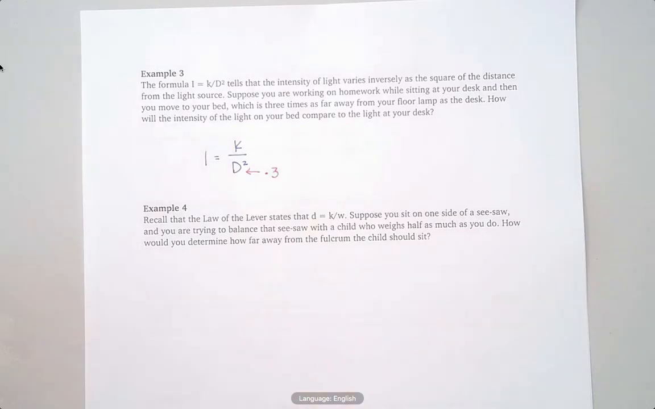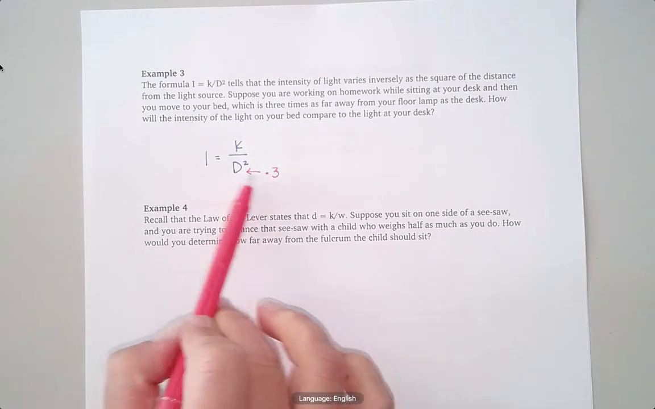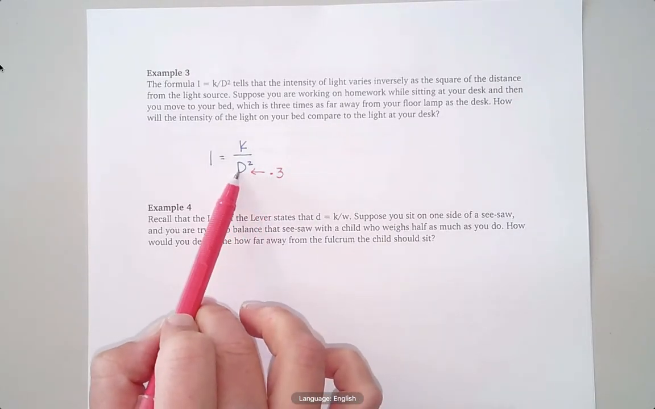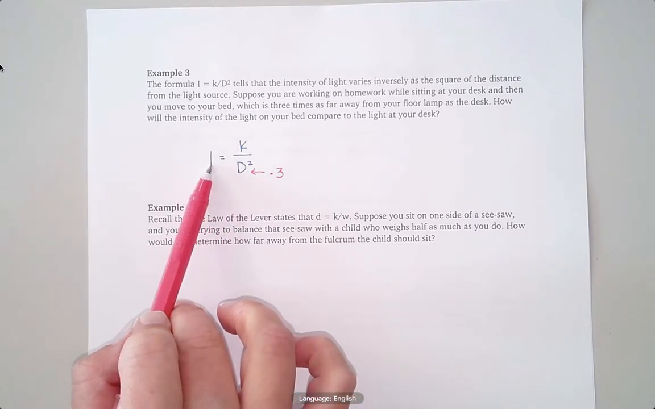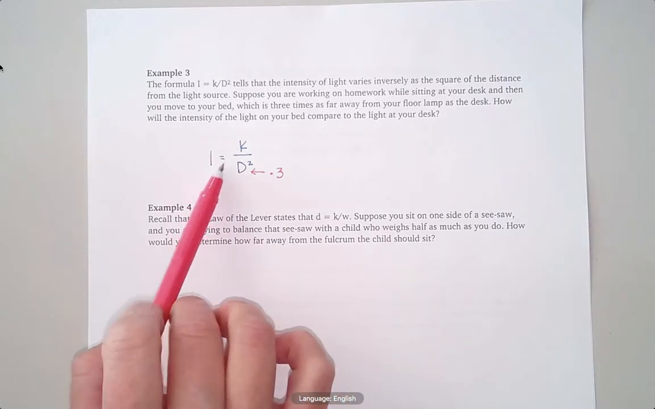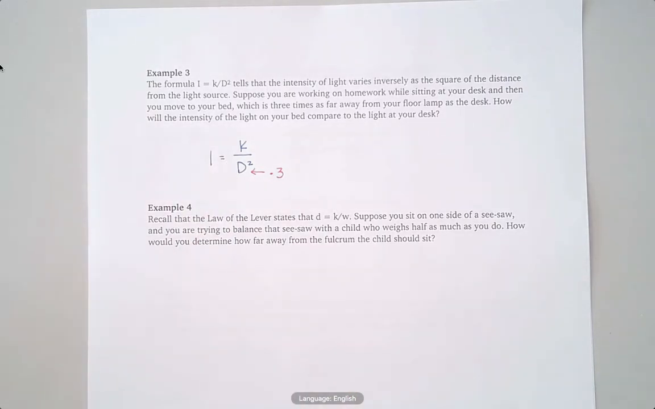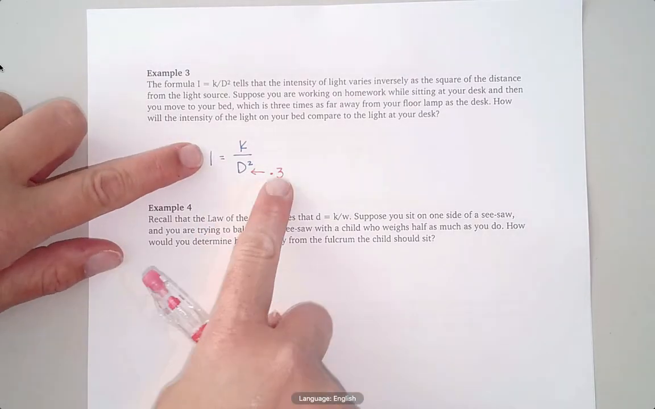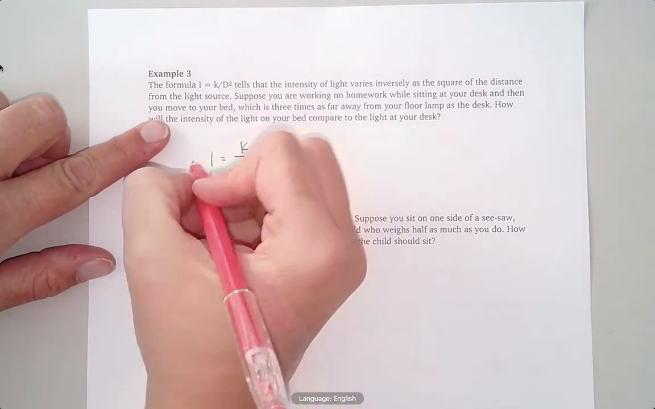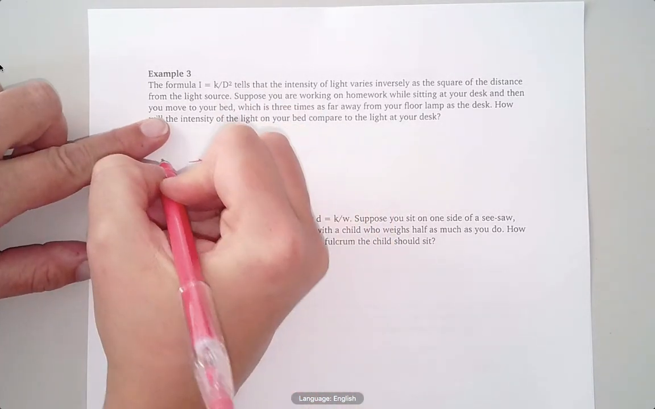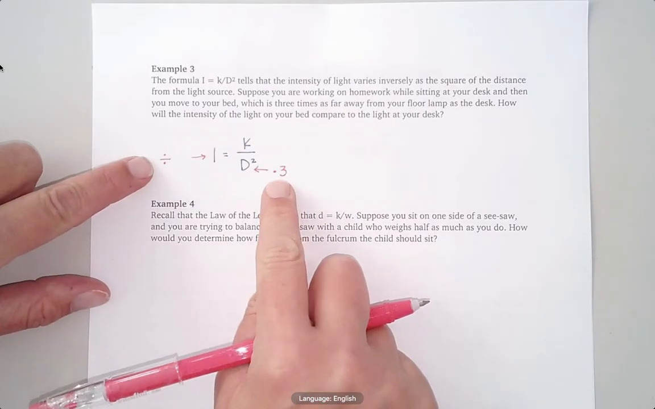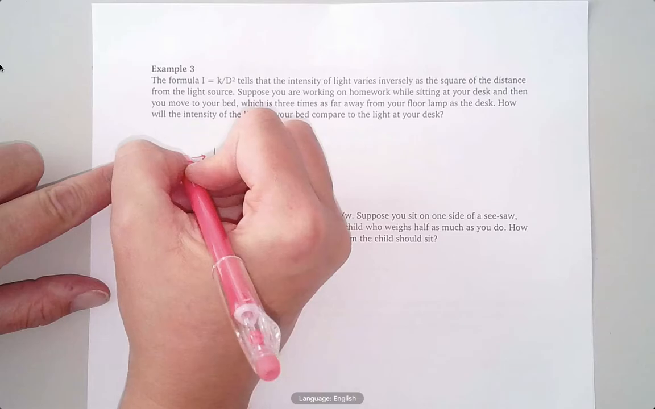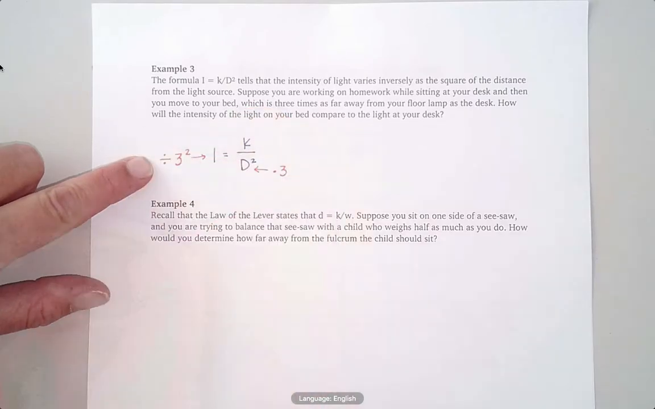Again, this is not me trying to solve the equation. This is just me reflecting the relationship. This is what's happening to my distance. What I want to know is how will that affect the intensity of the light if I move 3 times as far away? Well, if I'm farther away, the intensity is going to go down, right? This is inverse variation. So I know that when I multiply on this side, I'm really going to end up dividing on this side, because that's how inverse variation works. They're opposites of each other. And it's not just going to be divided by 3, it's going to be divided by 3 squared.